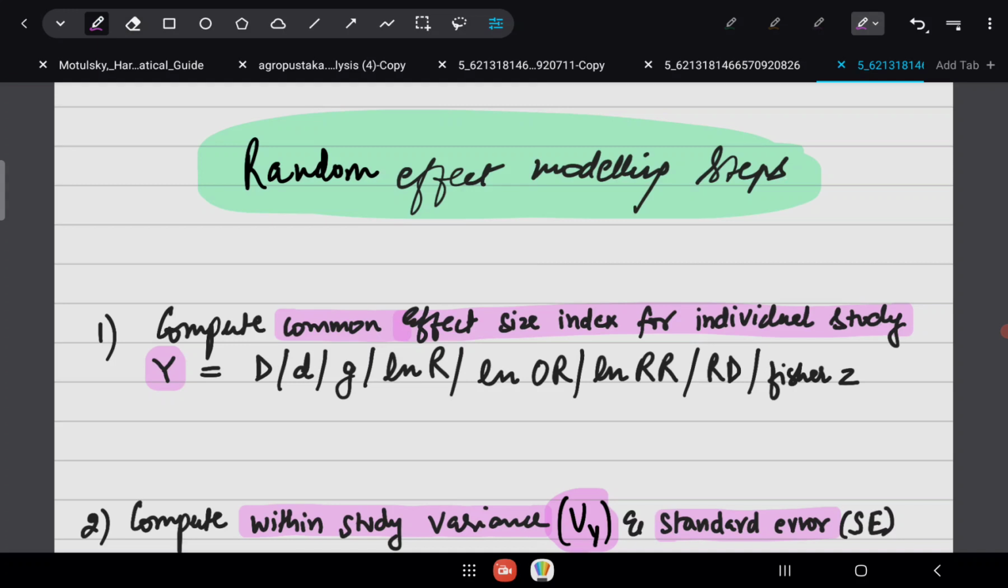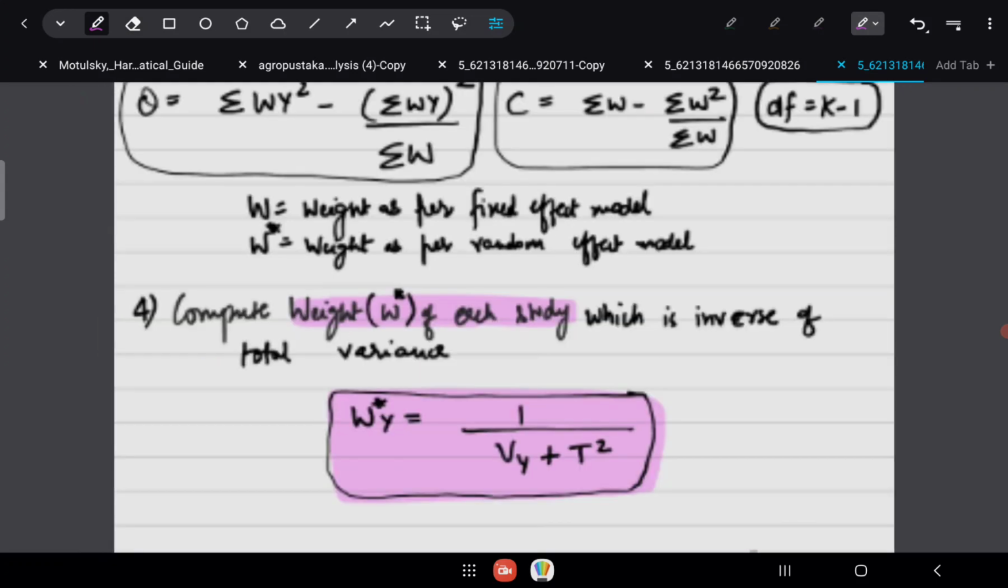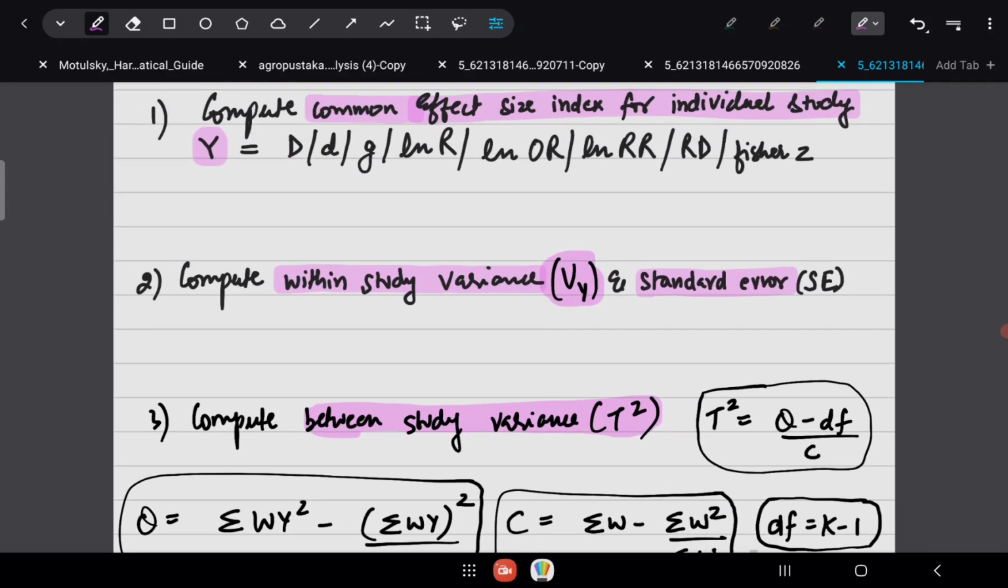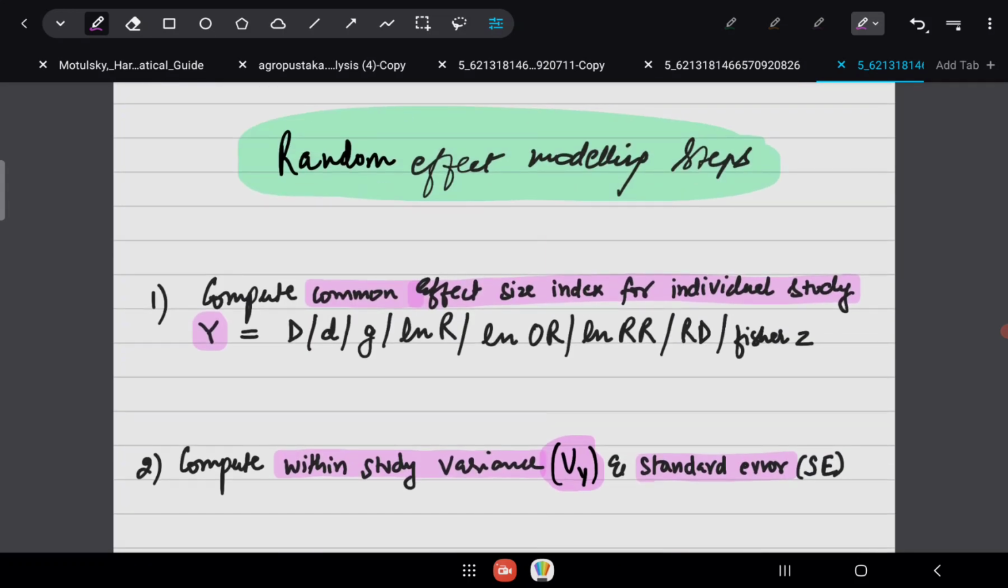So the steps involved in random effect modeling are very similar to the steps involved in fixed effect modeling. The most important difference is with respect to how we compute the study weight. I'll talk about this in detail further, but the study weight in fixed effect modeling is the reciprocal of the within study variance, whereas in random effect modeling the study weight of any given study is the reciprocal of total variance, which is the sum of within study variance as well as between study variance.